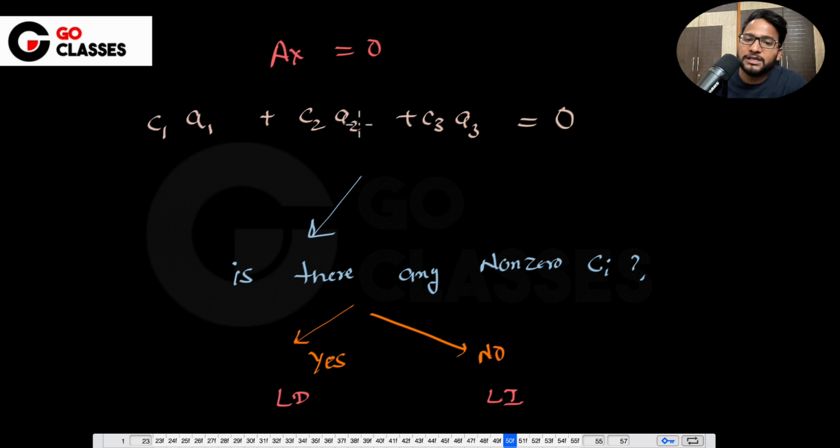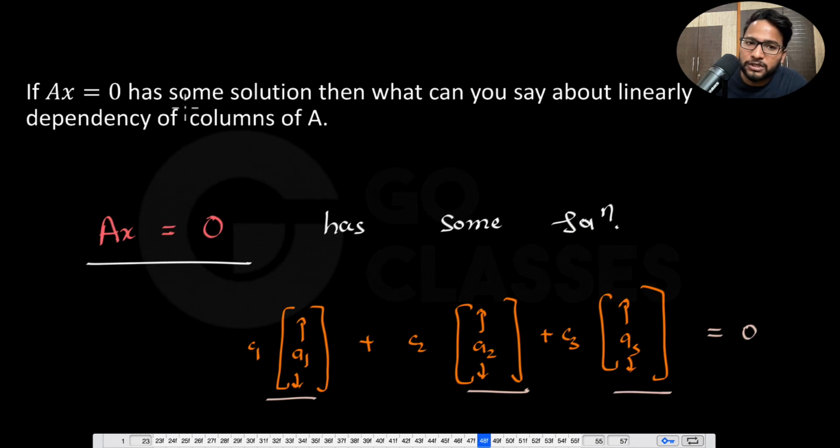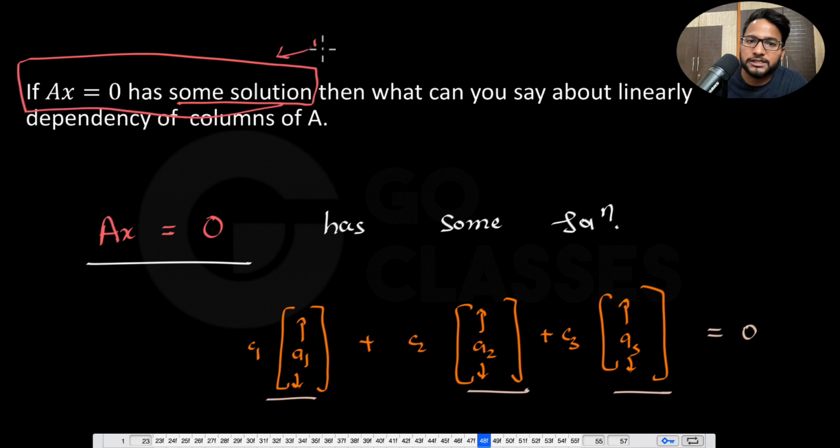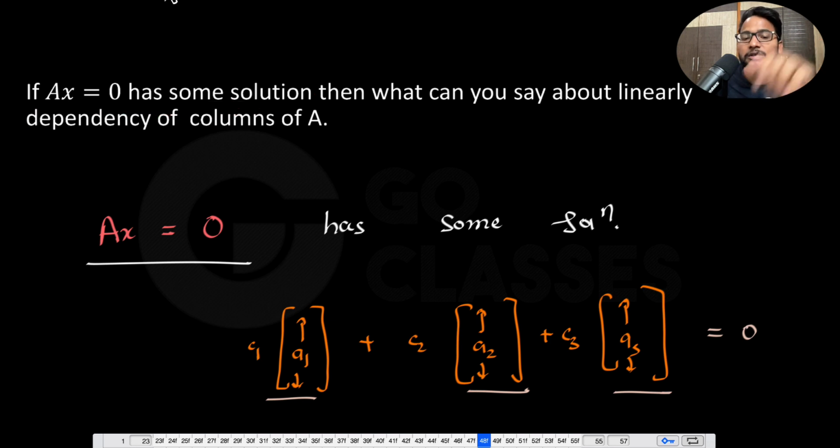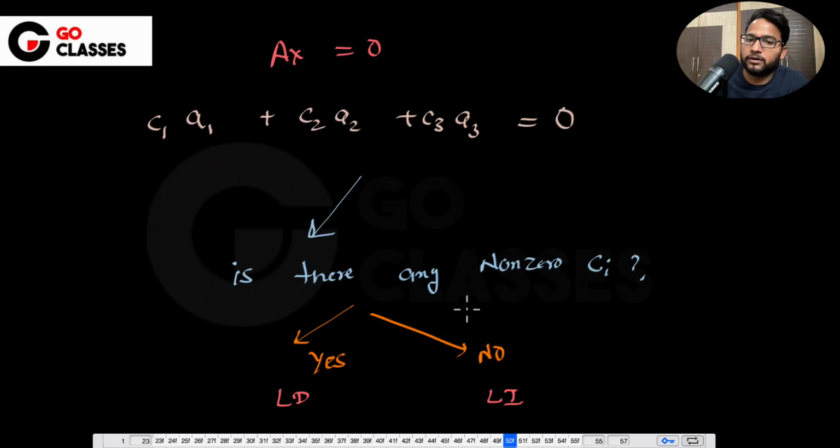So basically when they are saying that Ax equal to 0 has some solution, they are not giving me any information. This line is completely useless. They are just saying Ax equal to 0, which has some solution. I already know that. Then what can you say about the linear dependency of the columns of A? I don't know. It could be linearly dependent, could be linearly independent, right? So it depends whether I have non-zero ci or not. They are not giving me any information about whether ci can be non-zero or 0. They are just saying that this has some solution, and I know that all ci equal to 0, which means x equal to 0, is some solution.